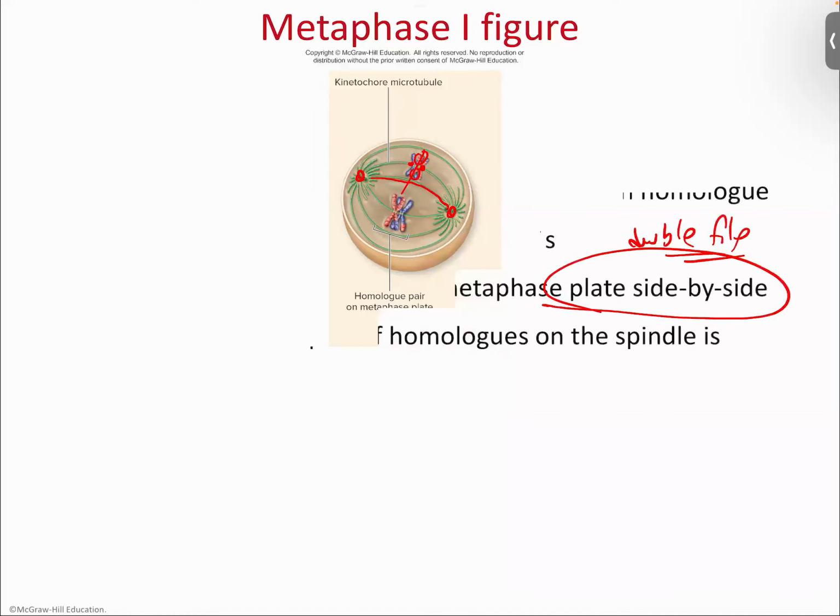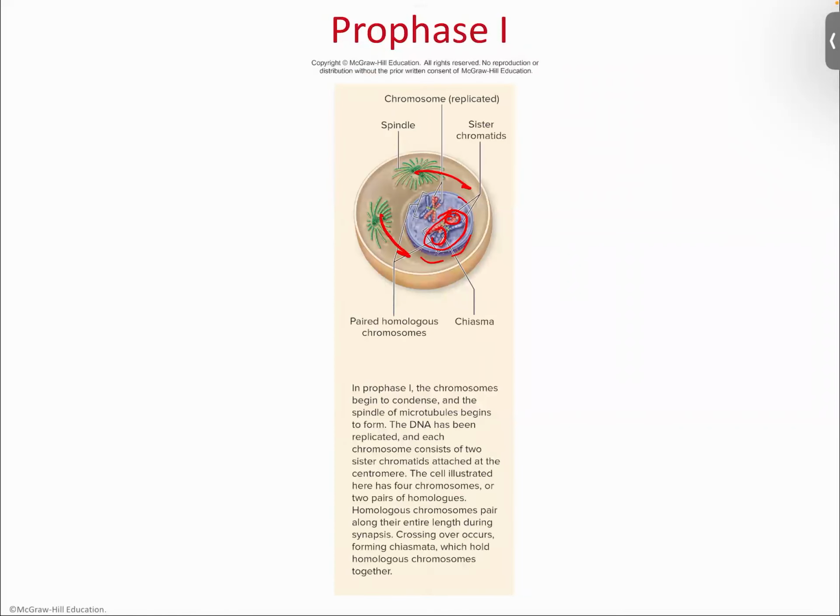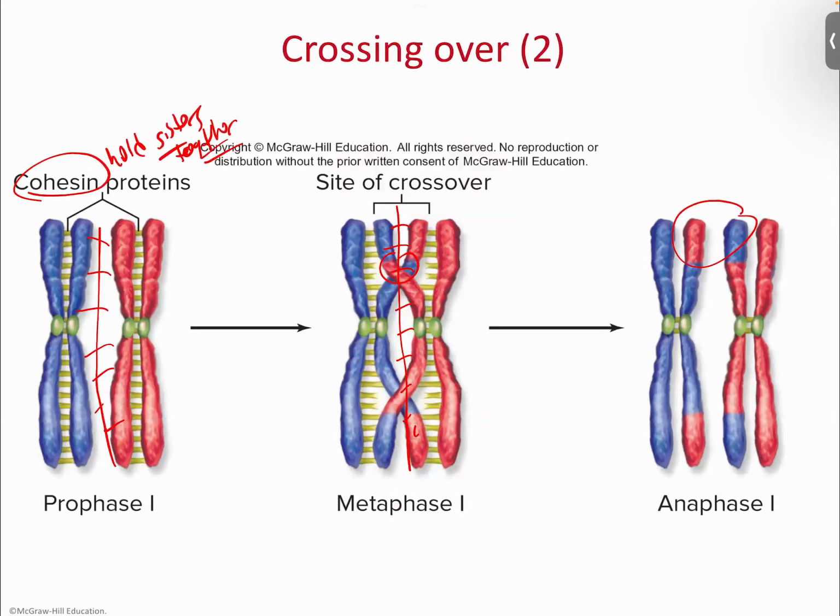So now not only do you have cohesin to resolve, this will resolve in meiosis too, right? But now you have synaptonemal complex, which gets resolved in anaphase one.